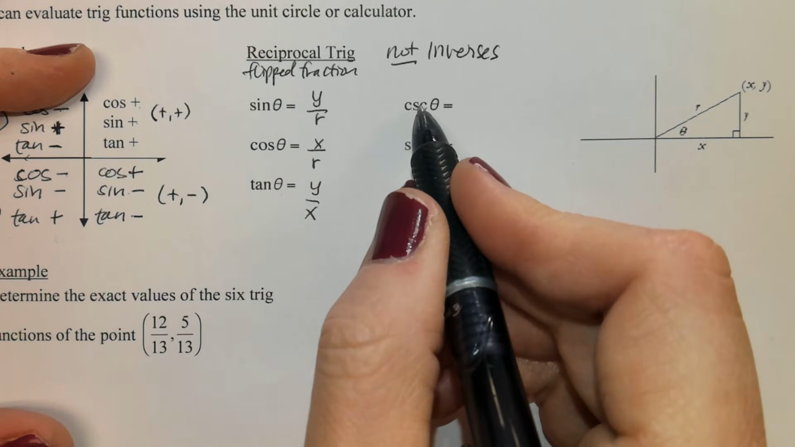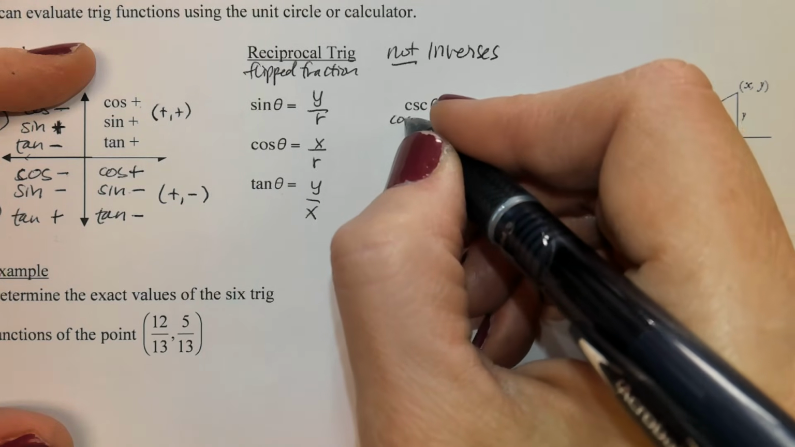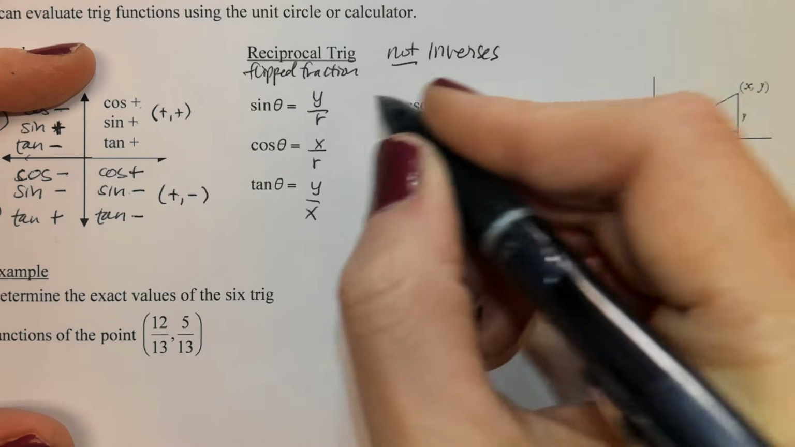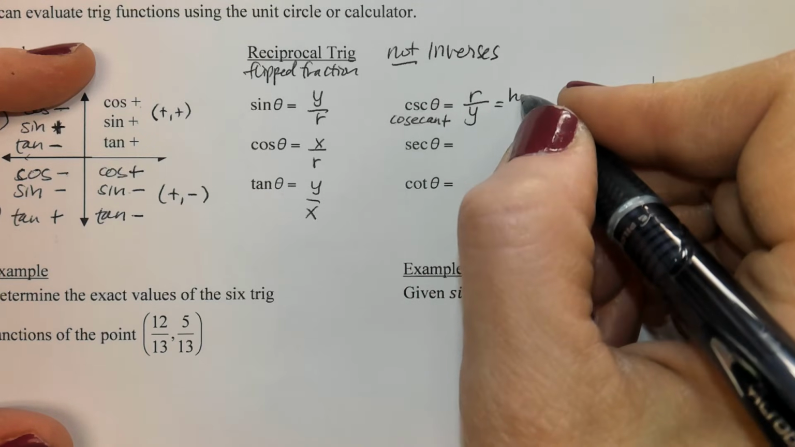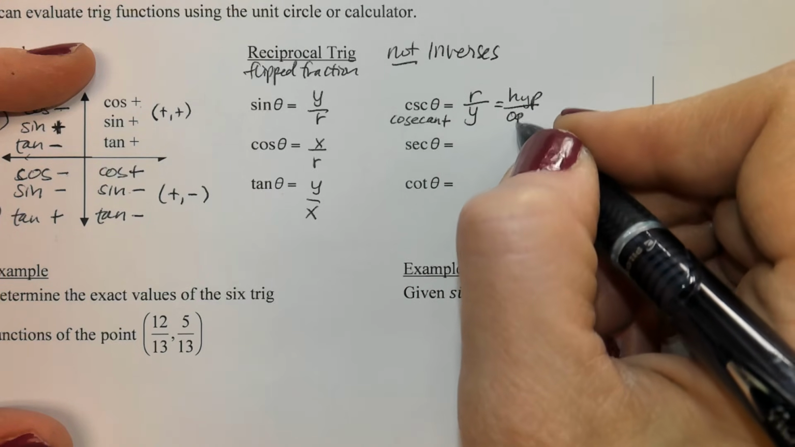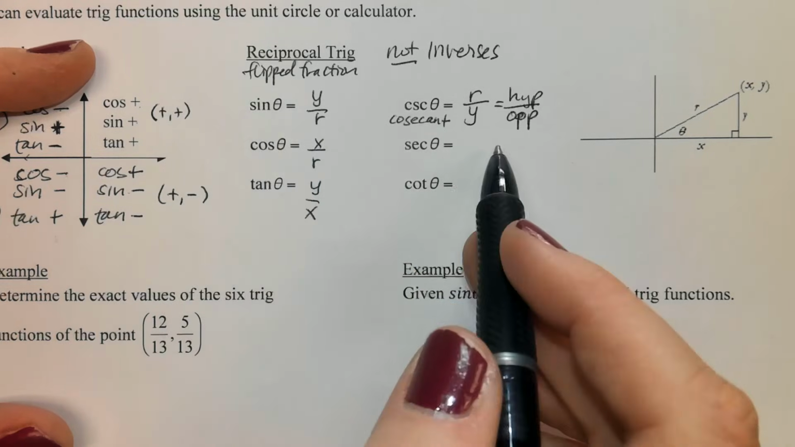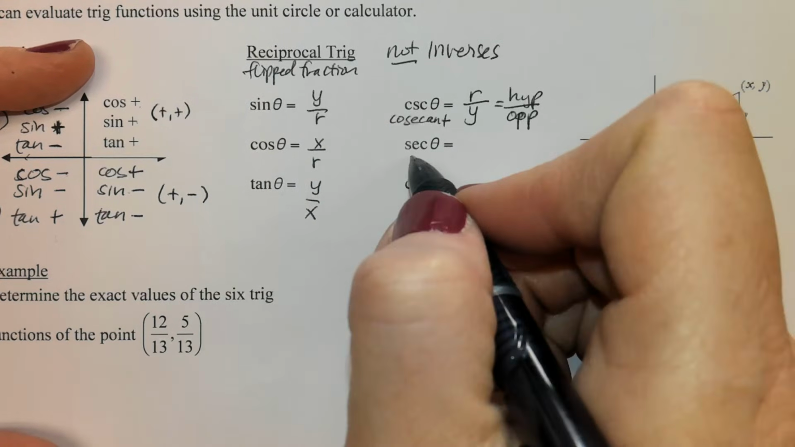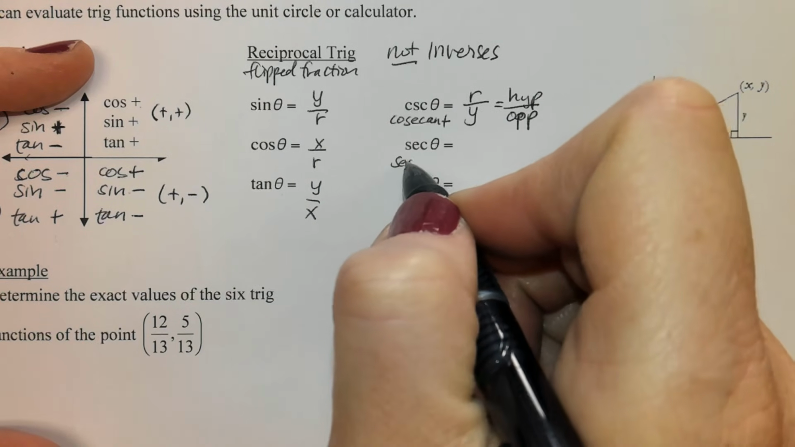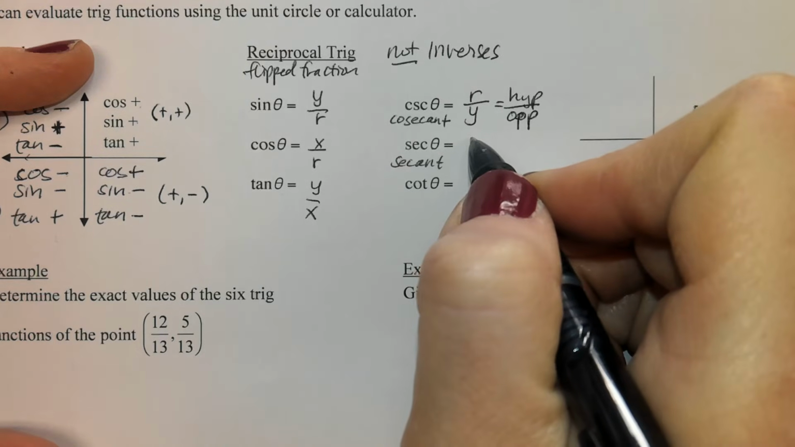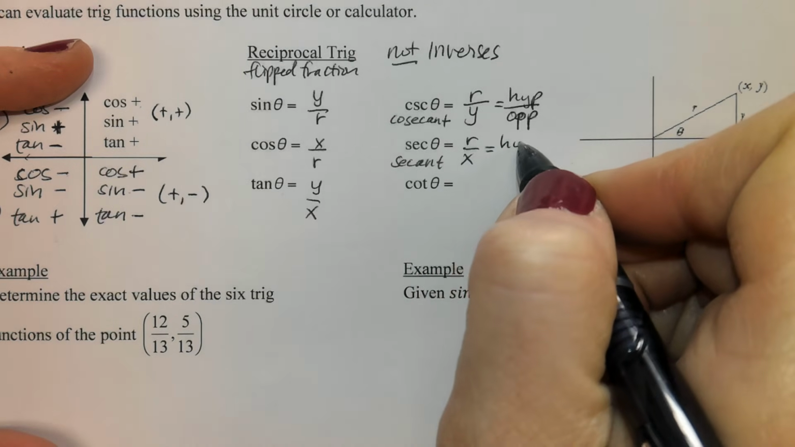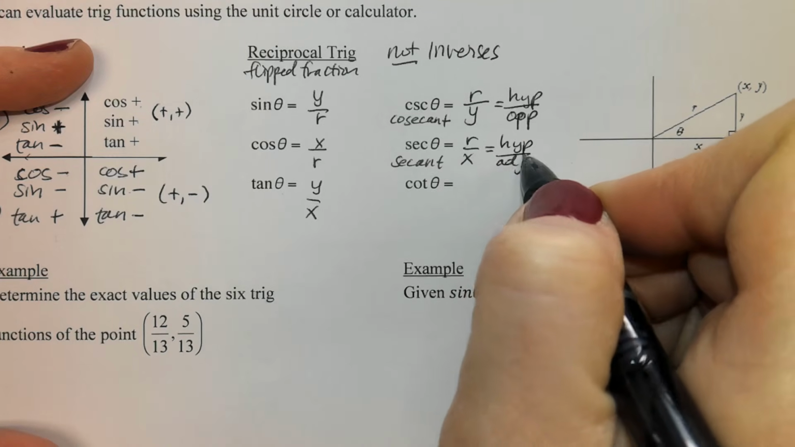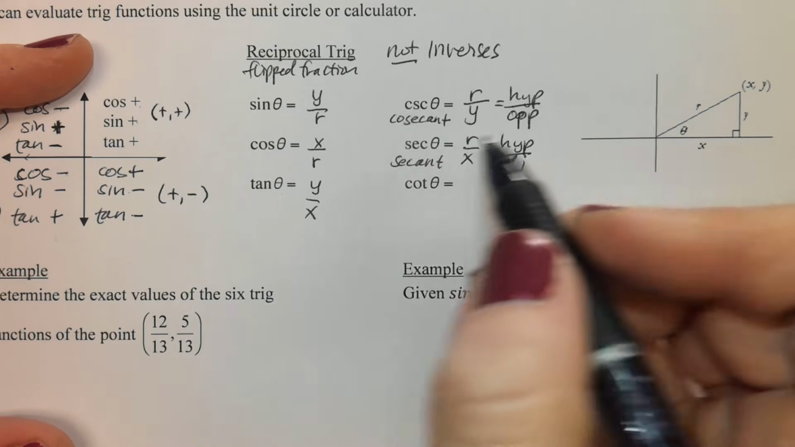Sine's reciprocal trig function is called cosecant, and it is just that flipped, so r over y. You could also say hypotenuse over opposite. You're literally just flipping sine over. The next one, cosine's reciprocal, is called secant, and you would then be r over x, also the same as hypotenuse over adjacent, since you are just flipping cosine over.